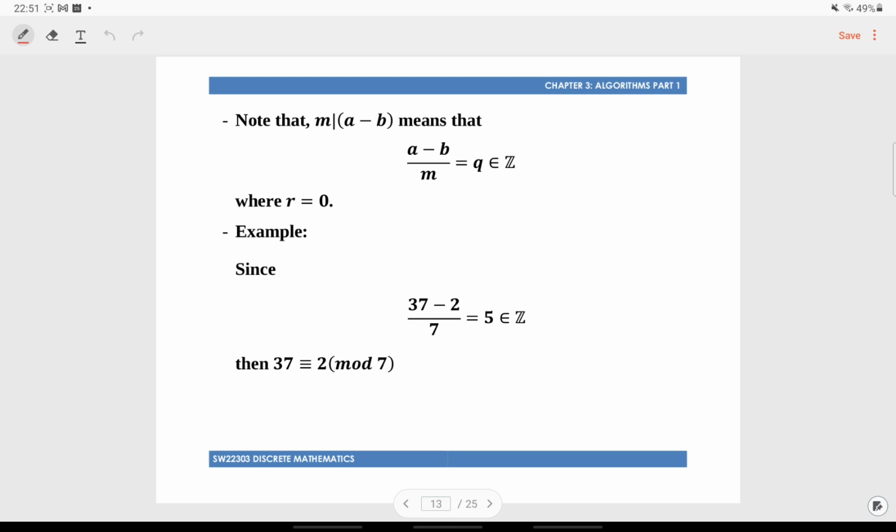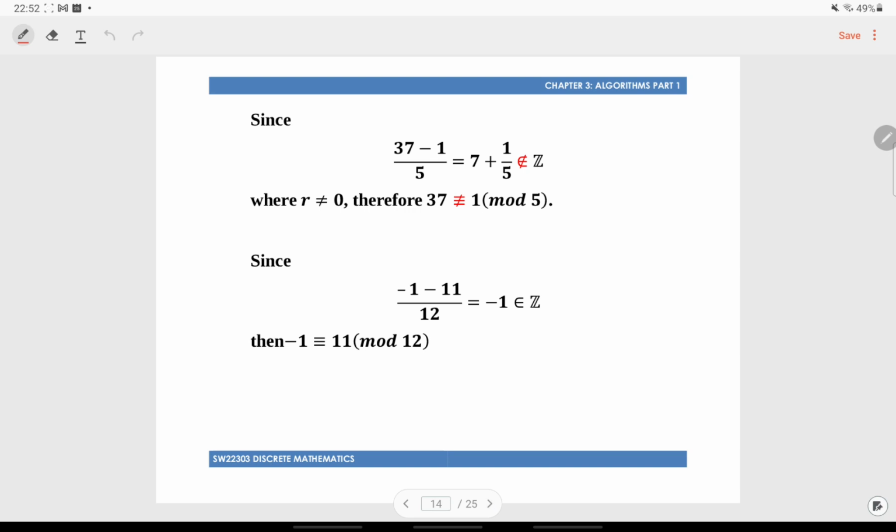For example, 37 minus 2 is 35, and 35 is divisible by 7, because 35 divided by 7 equals 5, which is an integer. So we can say that 37 is congruent to 2 modulo 7. This is how to write this relation. It means 37 minus 2 is divisible by 7.